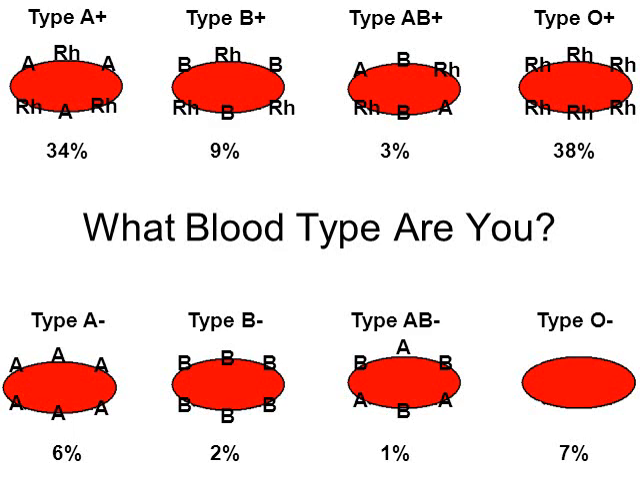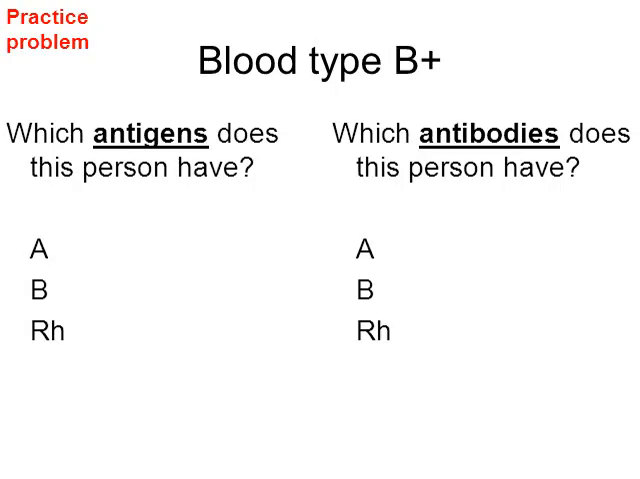If you know what blood type you are, you can just kind of see where you fit into this. So let's go over a few practice problems. Let's pretend that a person has blood type B positive. Begin by thinking, what antigens does a person have? Well, if they're B positive, they do not have an A antigen. They do have a B antigen. And the positive means yes, they have an Rh antigen.